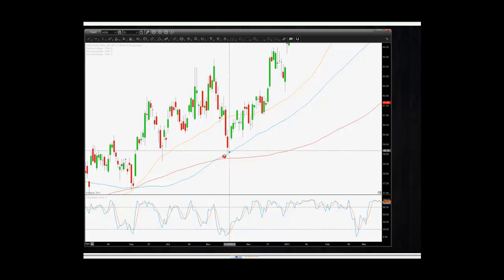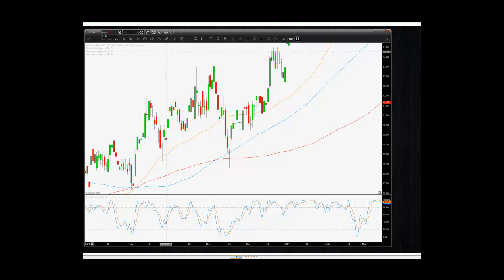The bears failed miserably. Bulls took over, even though the day closed lower. The stock managed to close well off the lows, and the next day gapped higher and ran.